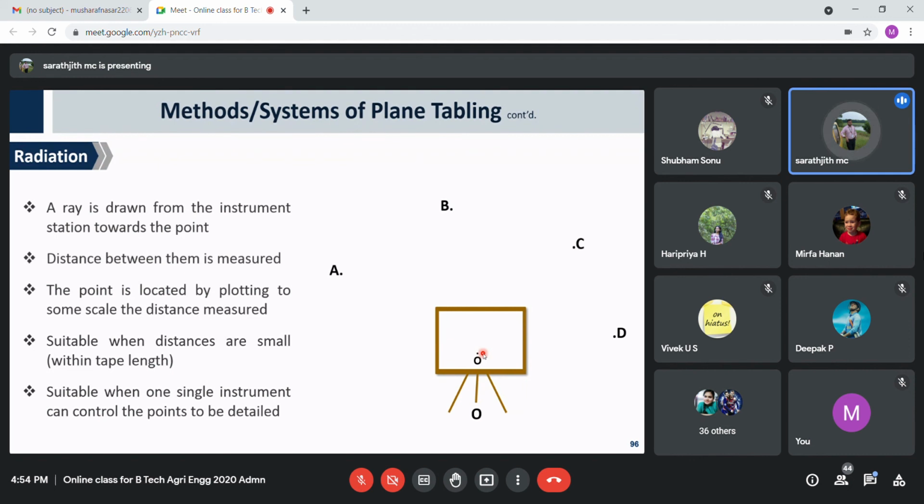Okay, so what is the process called? Transferring this point to the drawing sheet. Centering. Okay, so first you are fixing, then you are leveling, then you are centering. Okay, these three processes are completed.